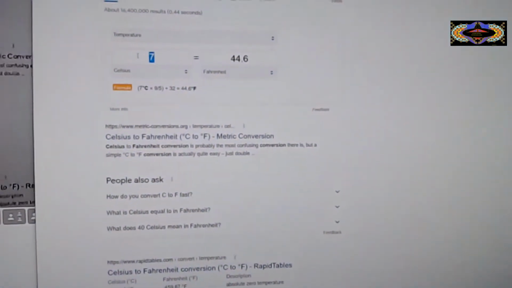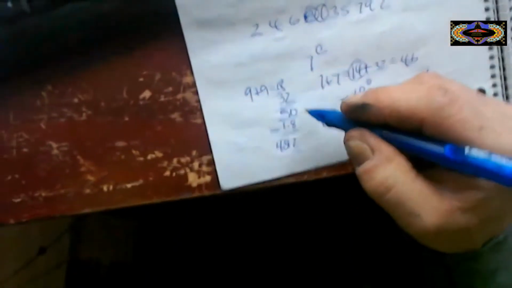So if you go to 9, it equals 18, and 32 equals 50. And then you minus 1.8, which will leave you 48.2. So we're going to go to 8. And it says 46.4. Did I get that right? 46.4?